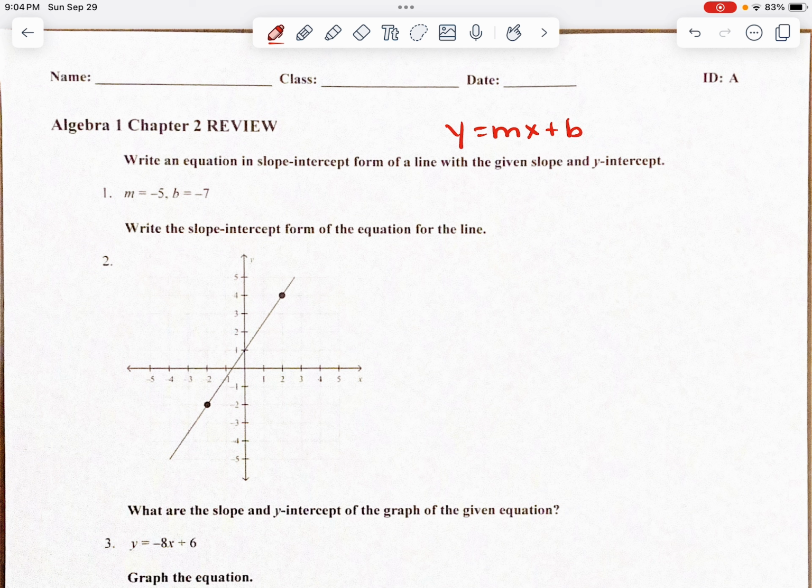So number one, we're writing an equation. Make sure and read the directions on these. In slope-intercept form of a line through the given slope and the given y-intercept. So here all we're doing is substituting in the m and the b into our equation. So the answer to number one is just going to be y equals negative 5x minus 7 because it is a negative 7. So that's our solution to number one. Very simple, just making sure we understand where the slope and the y-intercept go in that form.